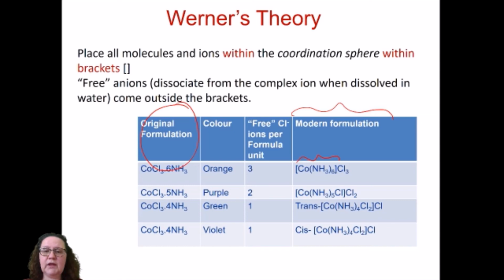And that explains why all these cobalt, chlorine, ammonia compounds have a different number of free chloride anions when they are dissolved, because in this case 3 of the chloride anions are outside the coordination sphere, and in this case there are 2 of them, and in those 2 cases only 1 of them is outside the coordination sphere. The others are part of the coordination sphere of that cobalt.